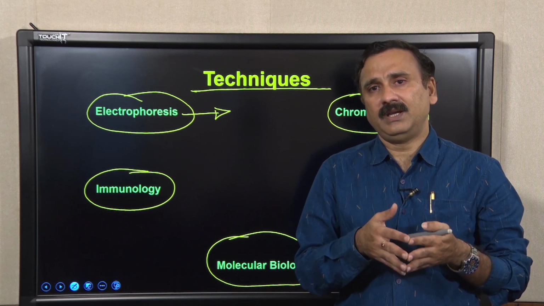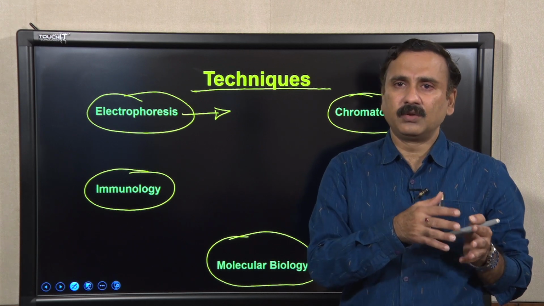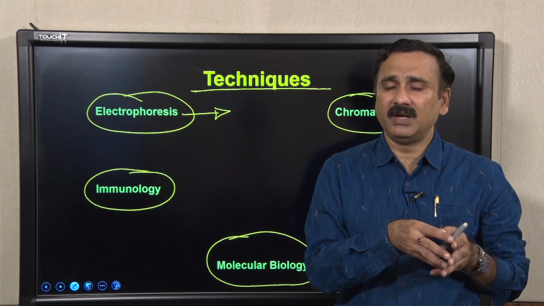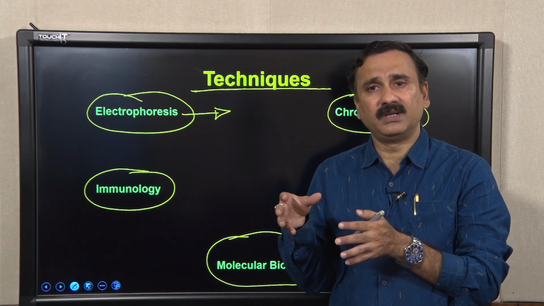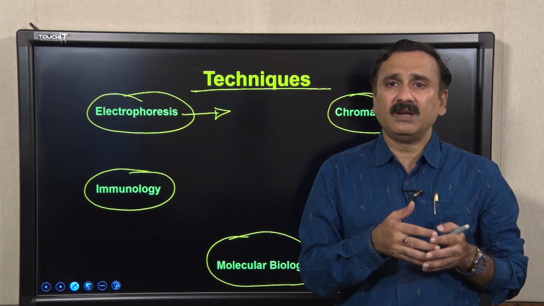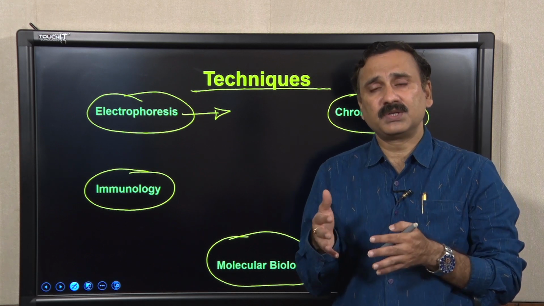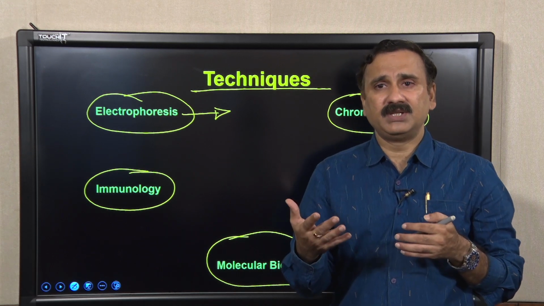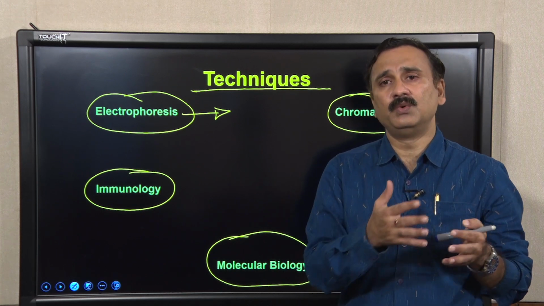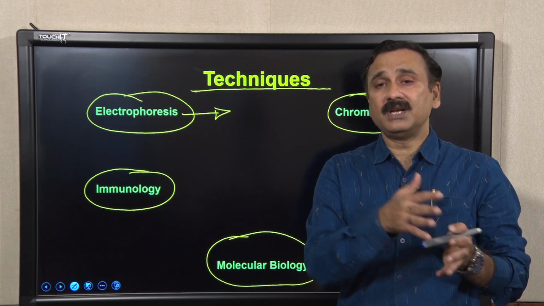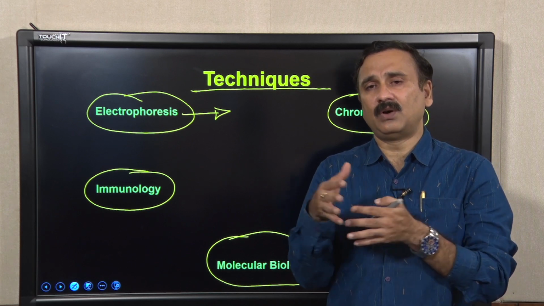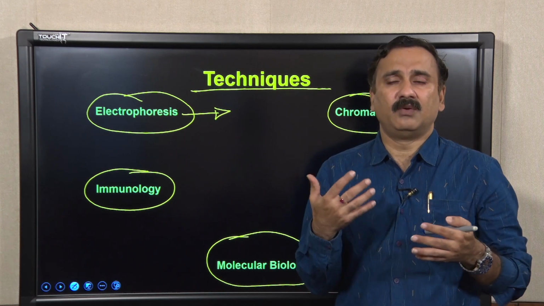At the end of the electrophoresis, we also discussed some staining techniques, like Coomassie brilliant blue staining and silver staining. Once you have the images, you can use different software to analyze the image data, to determine the molecular weight of unknown proteins, or to determine the concentration of an unknown protein. So, if you utilize the software, you can get this information.